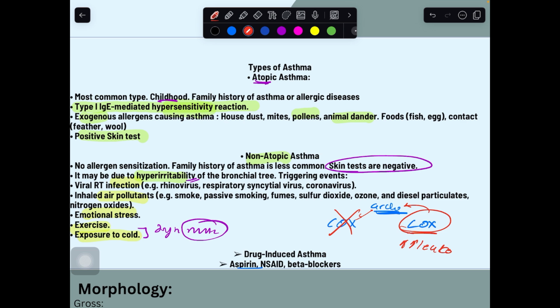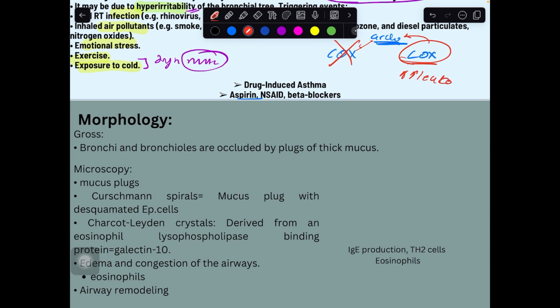The morphology, well, it is going to be occluded with plugs of thick mucus like we mentioned, and very important characteristics are two things I'll be discussing, which are the Curschmann spirals and Charcot-Leyden crystals. The Curschmann spirals are mucus plugs, and inside of them there is just going to be shed epithelium, or desquamated epithelial cells. Whereas in Charcot-Leyden crystals, we mentioned how asthma is closely related with eosinophils, since it's a type 1 IgE hypersensitivity, right? So sometimes you'll see Charcot-Leyden crystals, which come from eosinophils, and inside of them there's a specific protein known as galectin-10.